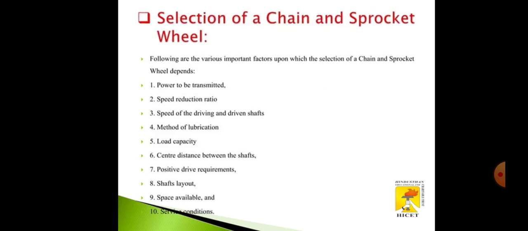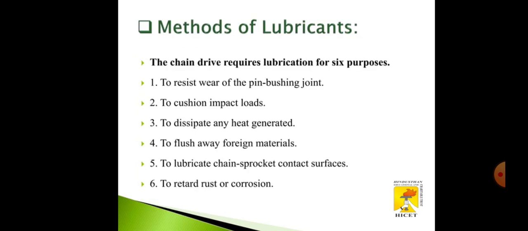Next, how to select the chain and sprocket wheel. The following factors can be considered while selecting the chain and sprocket wheel. First one is the power to be transmitted. Second is the speed reduction ratio. Third is the speed of the driving and driven shafts. Next are the method of lubrication, load capacity, standard distance between the shafts, positive drive requirements, shaft layout, space available, and service conditions.